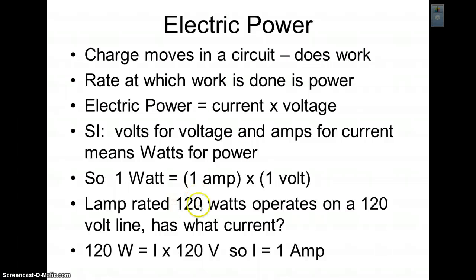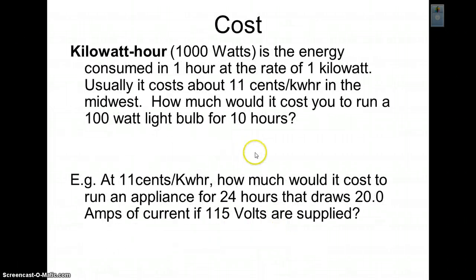So if I have a 120 watt lamp that operates on a 120 volt line, what is the current? Again, you're going to put in your power, your current, your voltage. And so we're talking about 1 amp of current.